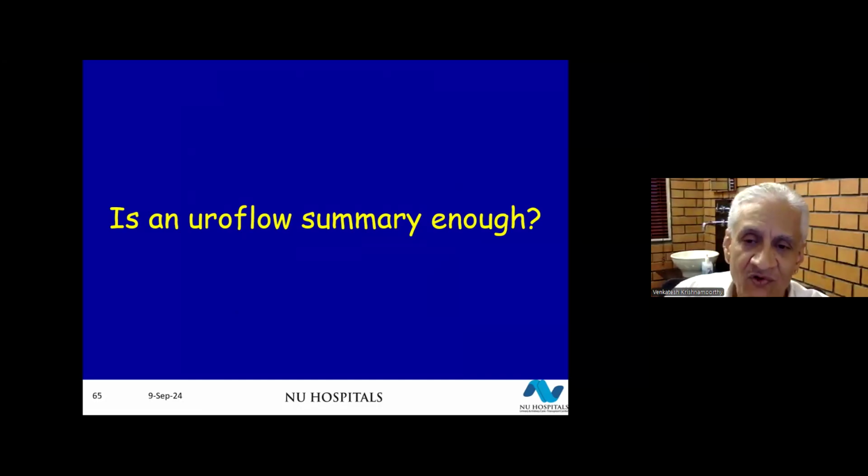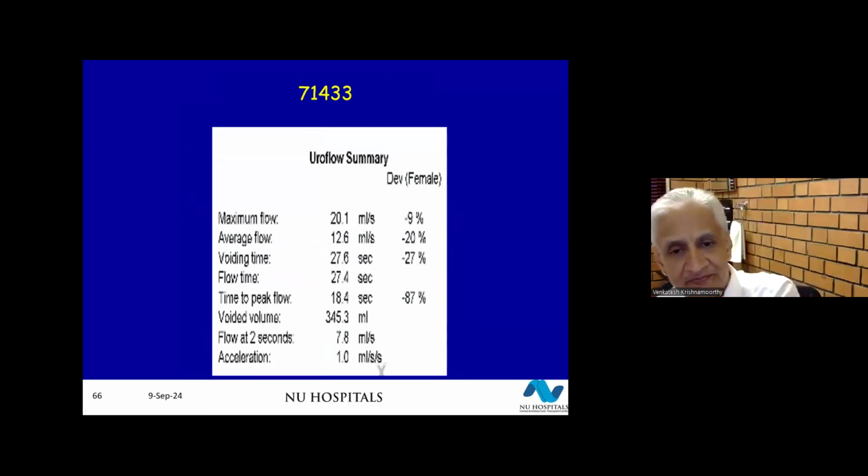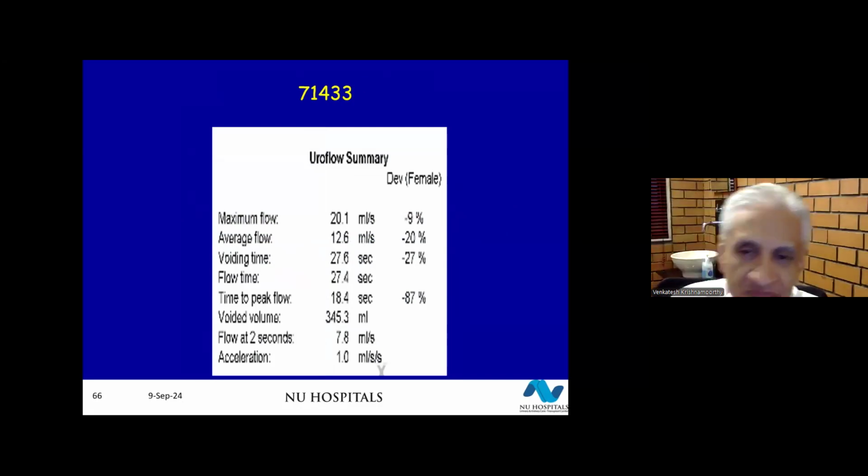Then the uroflow summary. Sir, this patient came, peak flow is so much, voided volume and voiding time. Is that enough? So over here, who wants to take this? Shruti, do you want to take this? What is your impression on this? Sir, as per these readings, the max flow rate appears to be average for a female.